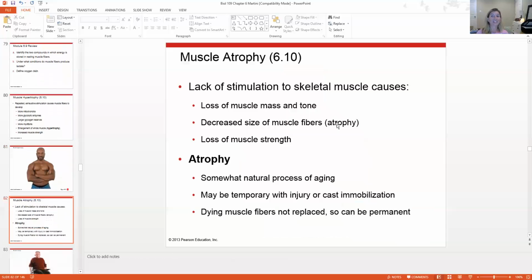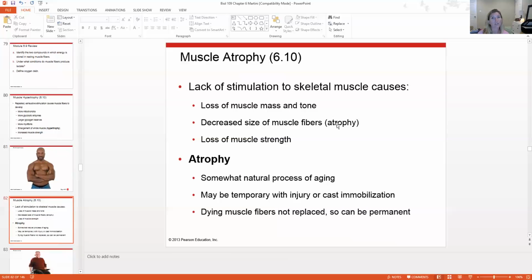Muscle atrophy is the opposite. This is where you have a lack of stimulation. This is where you're not working out. It's going to cause you to lose muscle mass, lose muscle tone, make your muscle fibers get smaller. You're also going to lose muscle strength. Atrophy also happens with natural aging. It can be temporary if you were immobilized with a cast or something like that. Dying muscle fibers are not replaced, so atrophy can actually be permanent.